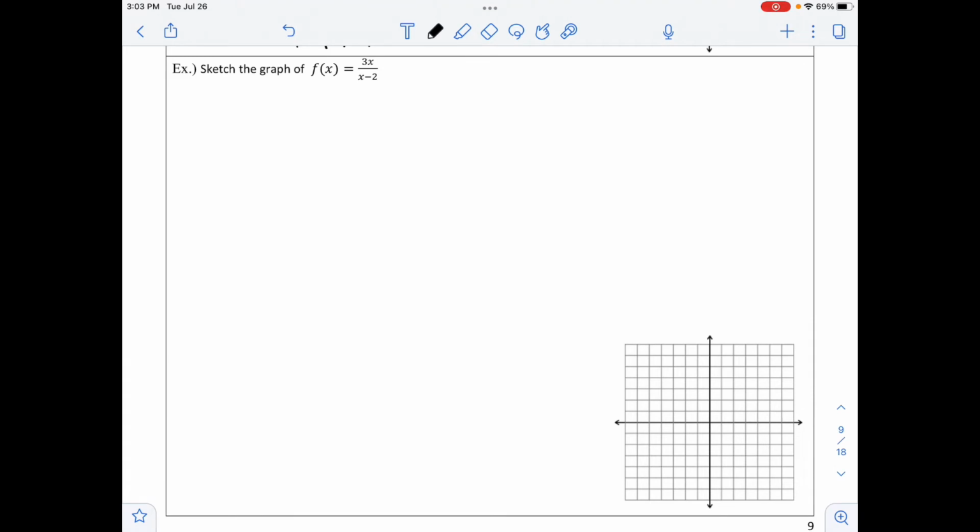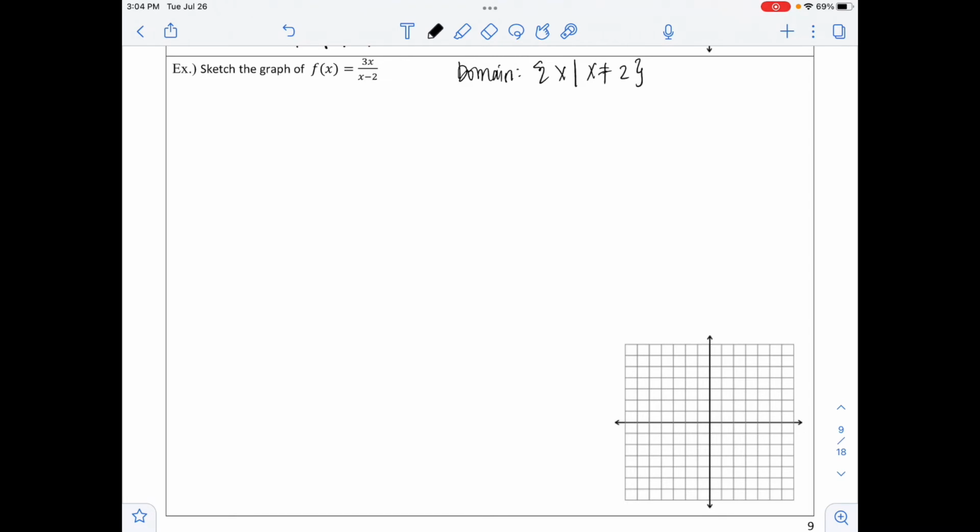x minus 2. And so this time, instead of having a polynomial like we had for the first one, we have a rational function. And so for this, our domain is not all real numbers. Our domain is going to be all real numbers except where the denominator is equal to 0, which is when x is equal to 2. So x is not allowed to equal positive 2, and that's because that causes the denominator to equal 0.